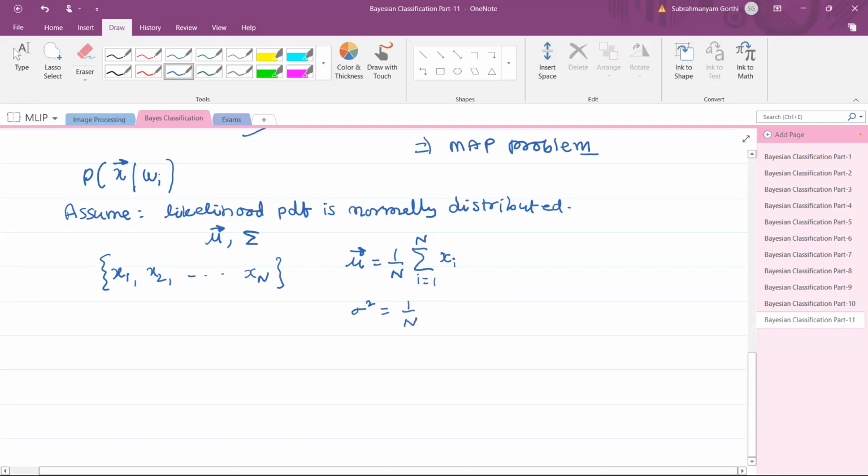Now, how do you write the sigma square value? 1 by n summation i equals 1 to n, in brackets, x i minus mu, whole square. Correct. Right. So that is fine.